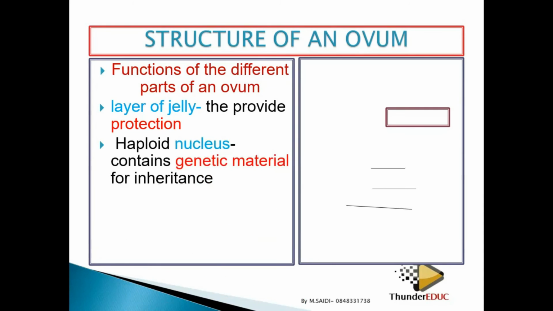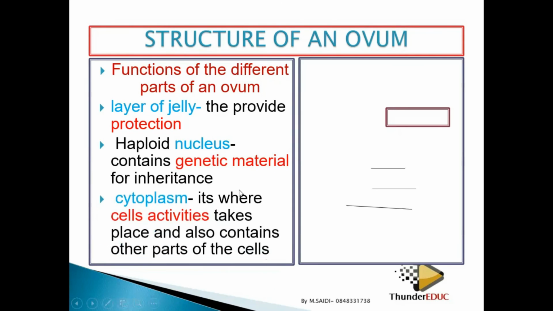Then the haploid nucleus contains genetic material for inheritance. And lastly, whenever you talk about the nucleus, you're talking about inheritance or genetic material. Then the cytoplasm: whenever I talk about the cytoplasm, we are talking about the fluid of the cell where the activities take place. Cyto comes from the word cell, and plasm means fluid.